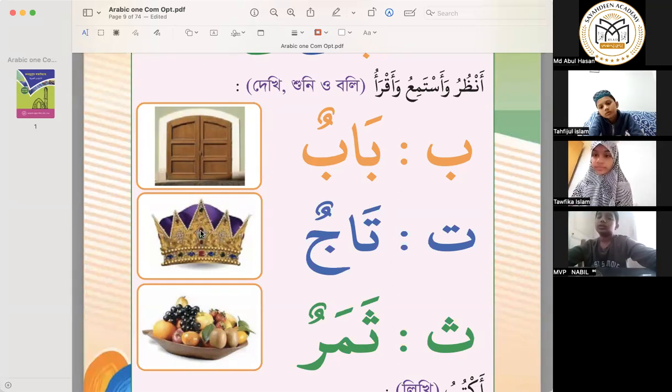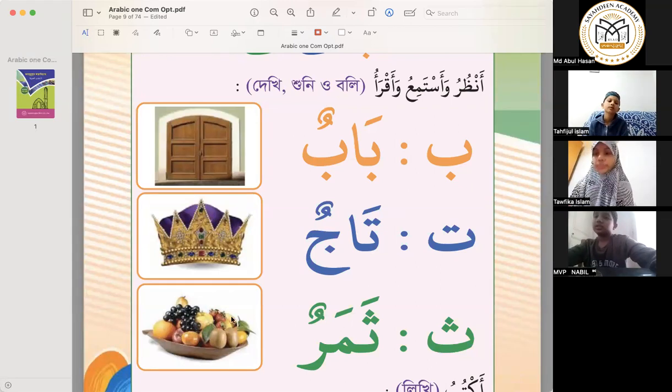Okay, very good. And what can you see in this picture? Anyone? A crown. Yeah, a crown. Say هذا تاج. This is a crown. 3 times. هذا تاج. This is a crown.